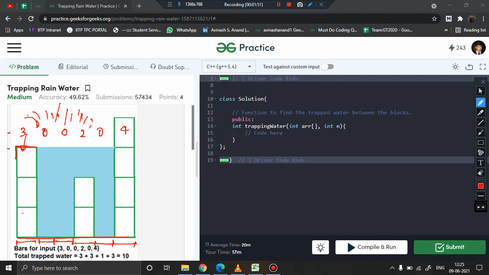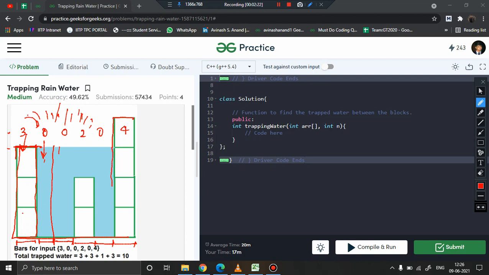Considering this particular region here, you can see the left side is supporting it. What is the height of the left tower? 3. Got the point? And you can see that on the right also you have plenty of space to store water, right? You can keep water here also, because it is being supported by a tower of height 4, which is standing straight here.